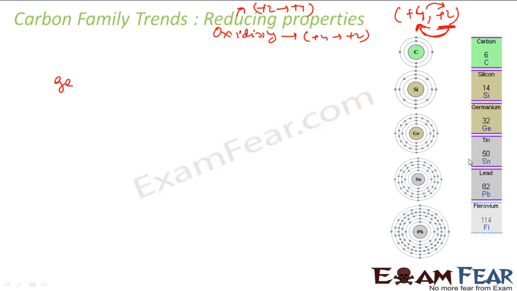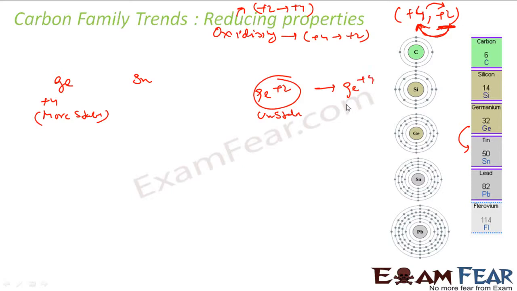So, if you see your example, germanium and tin, we compare. Germanium, as I told, has +4 more stable here. So if I have something in Ge +2, this will act as a reducing agent because Ge +2 is unstable and will try to form Ge +4. Correct? This is stable. Since it will form Ge +4, it will oxidize itself, so it will act as a good reducing agent.